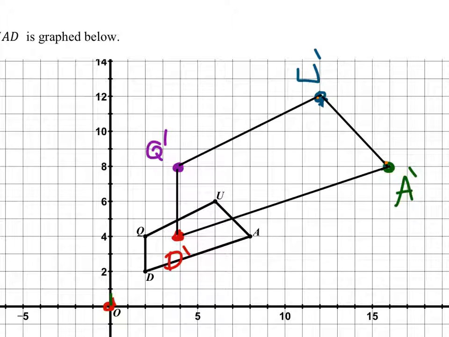So once again, we can look at the slope on these, which was up 2 to the right 2. And from the center of dilation, we're just going to cut both of those lengths in half. So instead of going up 2, I'm going to go up 1, and then to the right 1, which gives me this point. And that would be D double prime.